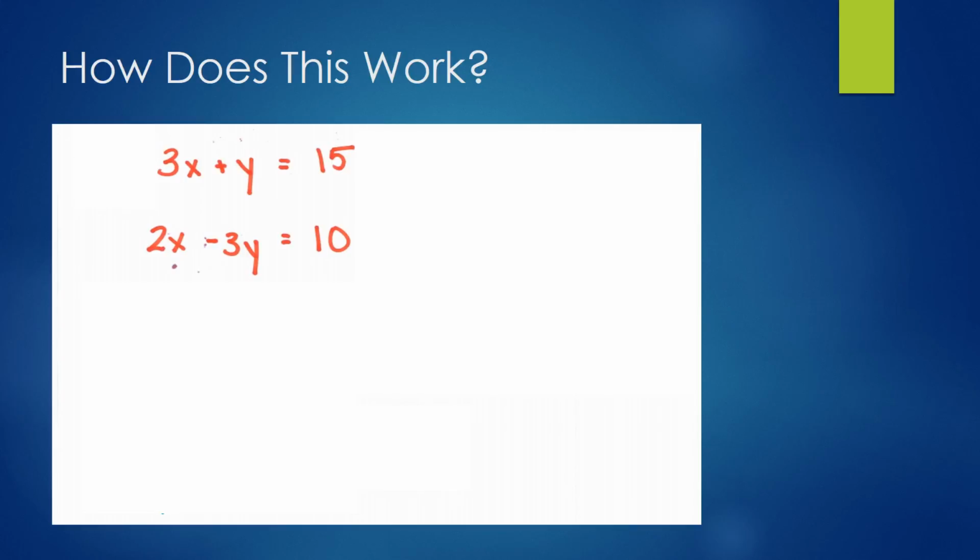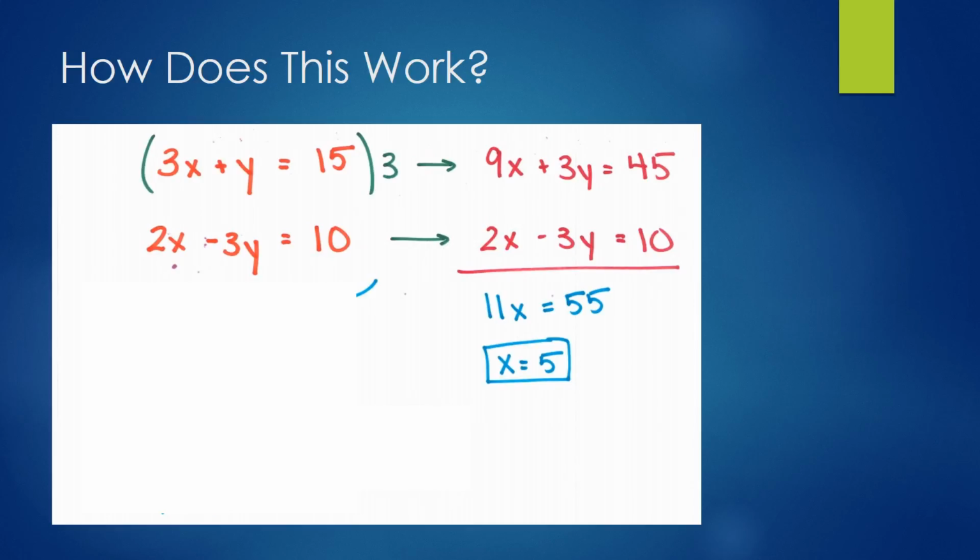If this is a little confusing, think back to your Algebra 1 classes when you have a system of equations. You might see a problem like this: 3x plus y equals 15 and 2x minus 3y equals 10. Your first step would be to multiply that top equation by 3, giving you 9x plus 3y equals 45. And then you would keep the bottom equation the same, 2x minus 3y equals 10. You then combine them and you could solve for x, which in this case equals 5.